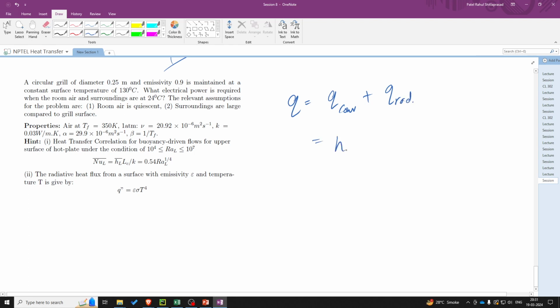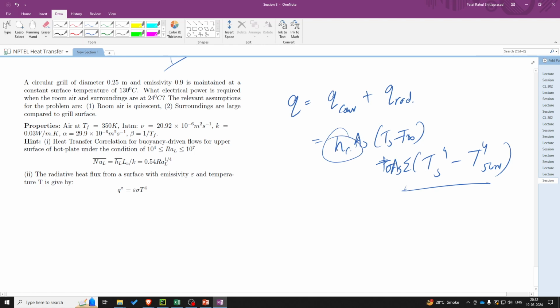Q convection, we know it is h convection times surface area times Ts minus T infinity. Similarly, Q radiation, that is the exchange, we can write it as plus epsilon A s sigma Ts raised to 4 minus T surrounding raised to 4. There will be sigma. So for that, we first need to find the value of the convective heat transfer coefficient. Very similar to the previous questions, we need to use this equation.